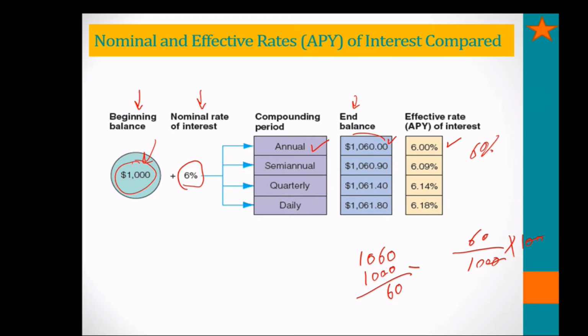If it is semi-annually, it will be 1,060.9. Of course, as the compound period increases, annually, semi-annually, quarterly, daily, the ending balance will be bigger, or the APY will be greater. It is 6% if annually, 6.09% if semi-annually, and 6.14% if quarterly. We use this to make comparisons between compounding periods.